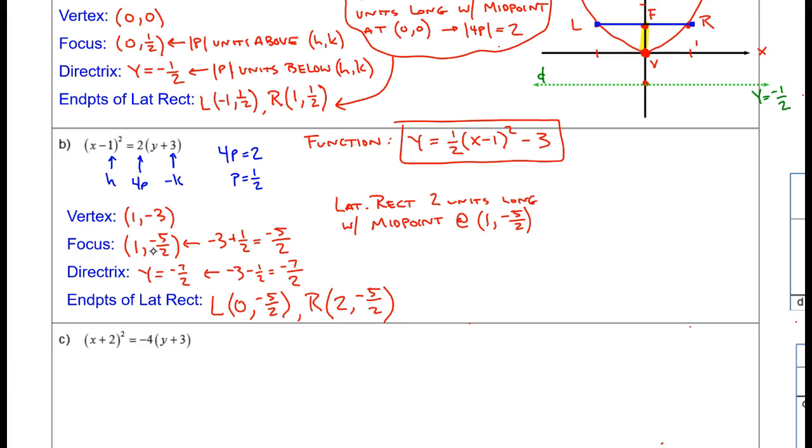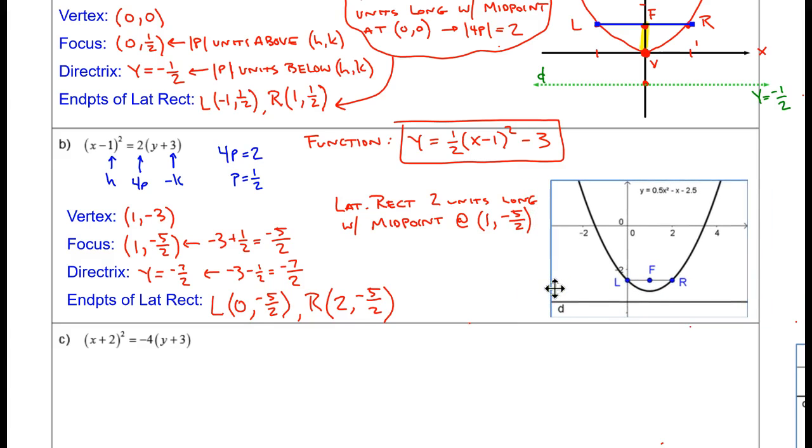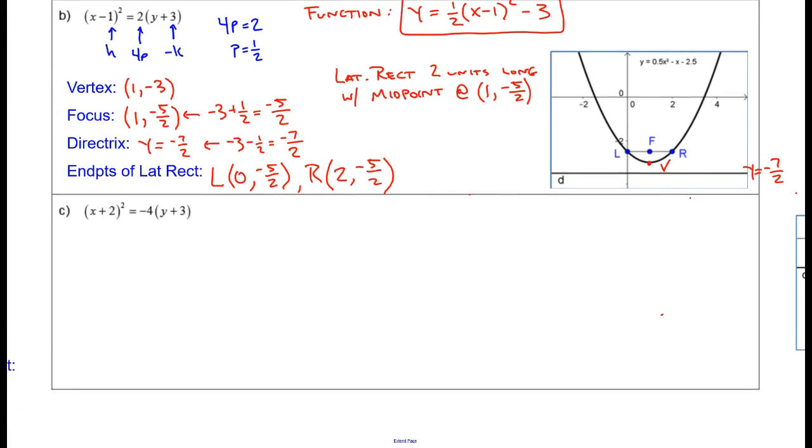Okay, now it's time to see that in a picture. You can graph this on your calculator, and you should be able to graph that by hand as well. So we have our directrix at y equals -7/2. We have our focus at 1, -5/2. We have our vertex down here at 1, -3, and then you can see the left and right endpoints of that segment.